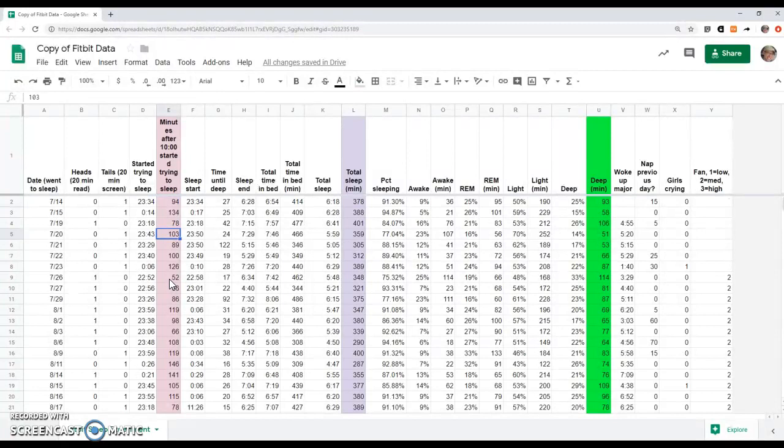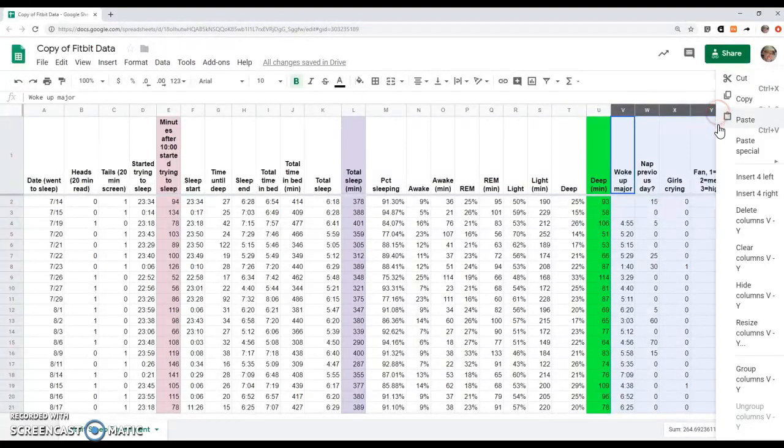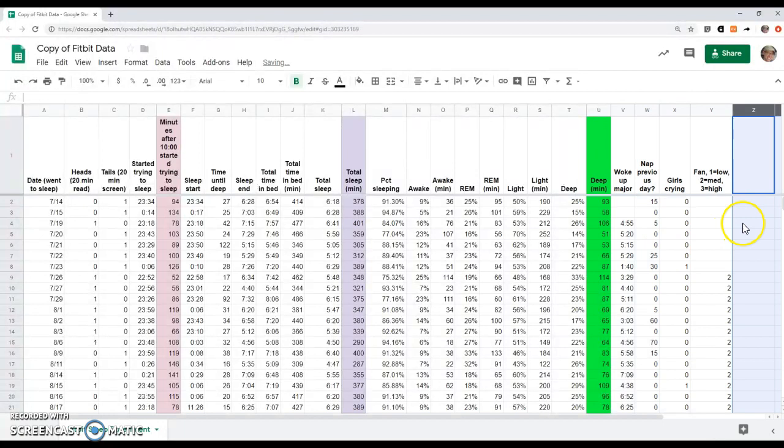And it's a variable that seems like it could have a connection. The time that I go to bed could perhaps influence or somehow be connected with the amount of deep sleep I'm getting. So how do I check that out? That's what correlation and regression and all this good stuff is. You don't need to do this. I'm just inserting some extra columns here.